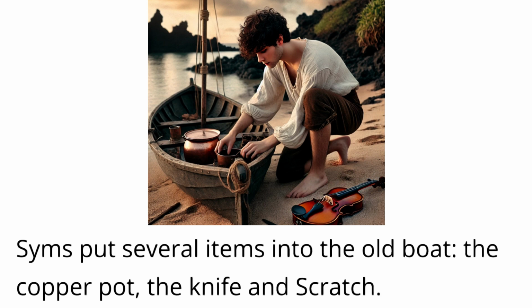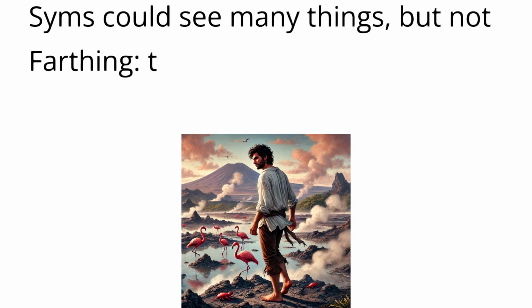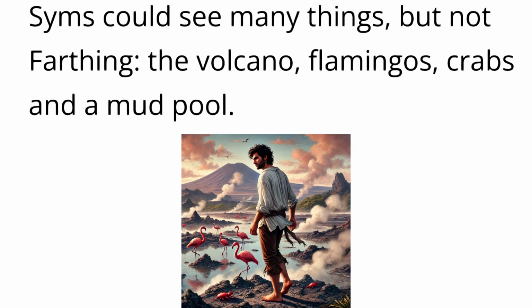Here's an example. Sims put several items into the old boat: the copper pot, the knife, and scratch. You can see the clause before the colon is one complete thought and it makes sense on its own. Here's another example of using a colon to introduce a list. Sims could see many things, but not Farthing: the volcano, flamingos, crabs, and a mud pool.